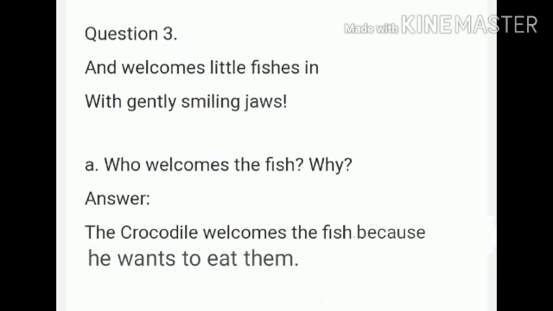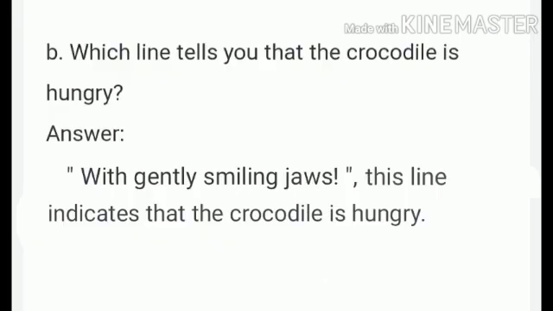Number 3. And welcomes little fishes in with gently smiling jaws. A. Who welcomes the fish? Why? The answer is the crocodile welcomes the fish because he wants to eat them. B. Which line tells you that the crocodile is hungry? The answer is with gently smiling jaws. This line indicates that the crocodile is hungry.